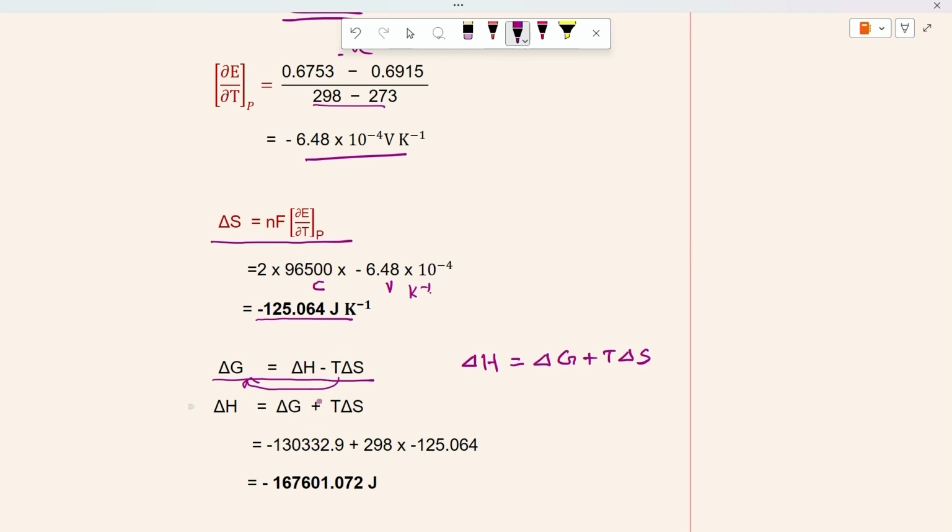We have calculated the value of delta G as minus 130,332.9. Okay. Then what we need is T delta S, T is 298 Kelvin. Here also you should remember you have to find out the value at 298, and therefore, I am taking the value of delta G also at 298. This is also at 298. That should be taken care of, so that the answer does not go wrong. Multiplied by minus 125.006, that is the entropy T delta S, and it is a simple calculation now, otherwise it will be a tough one, and the answer is minus 167,601.072 joules.